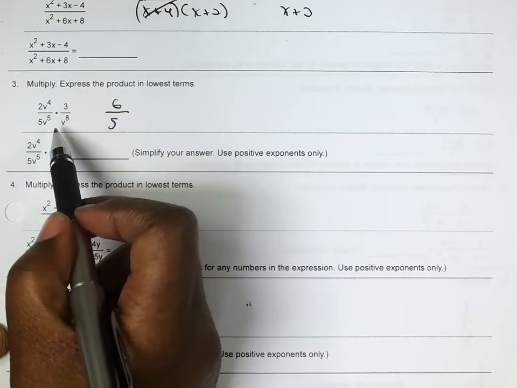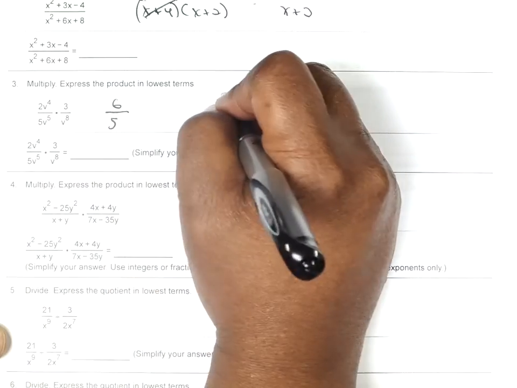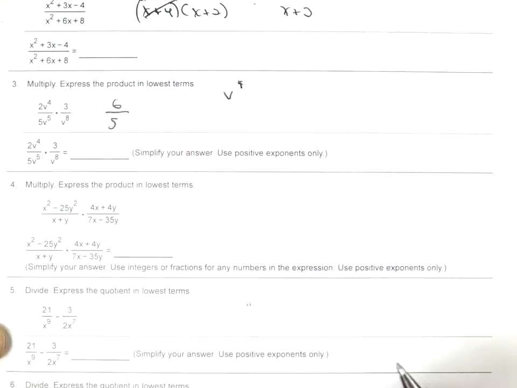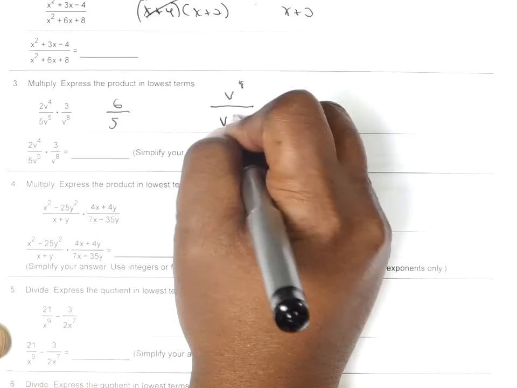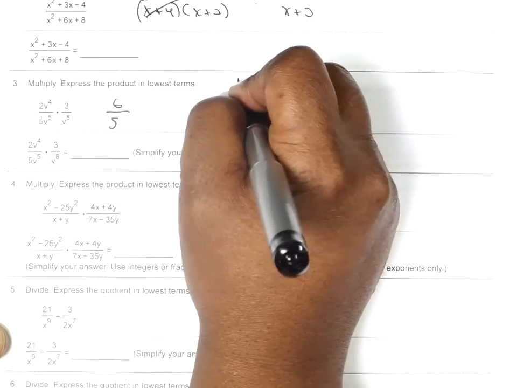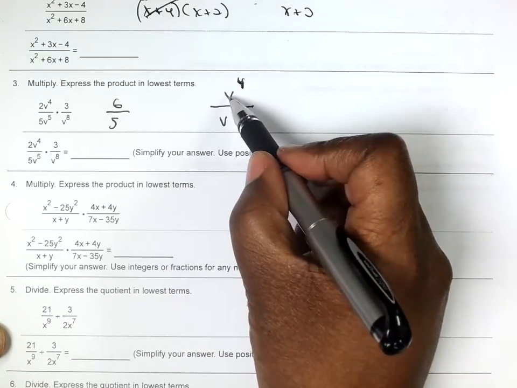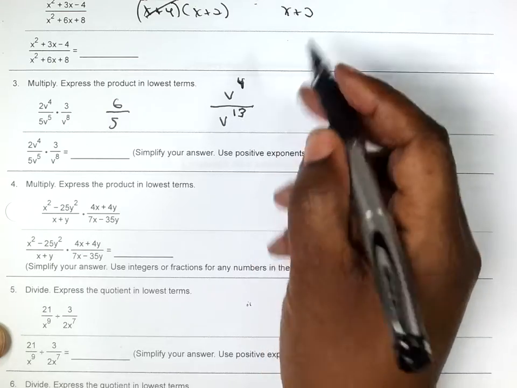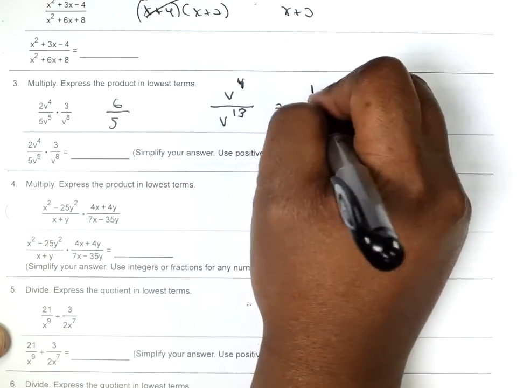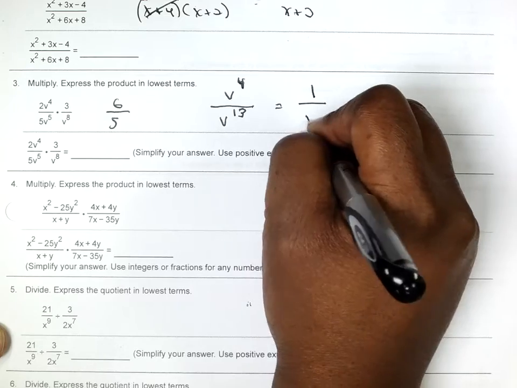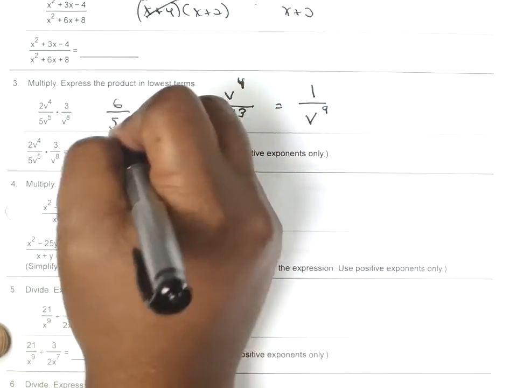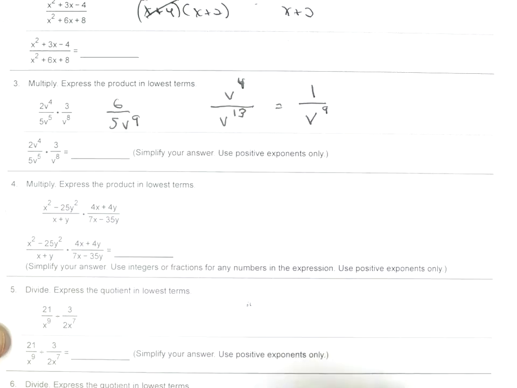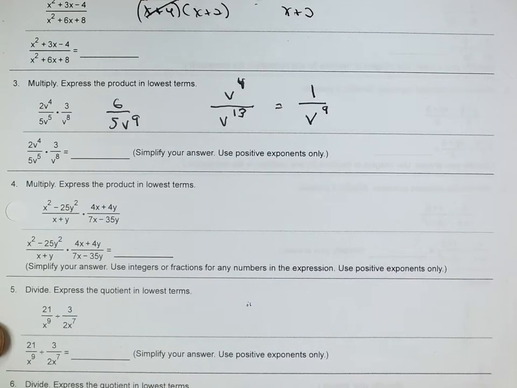Now I'm going to deal with these v's. I'm just going to rewrite it over here really quickly. We have v to the 4th on top, and when you put those together on the bottom, it becomes v to the 13th. So these 4 v's are going to knock out 4 of the v's on the bottom. So we'll end up with just 1 on top and v to the 9th on the bottom. I'm going to put it back together over here, and I get 6 over 5v to the 9th.